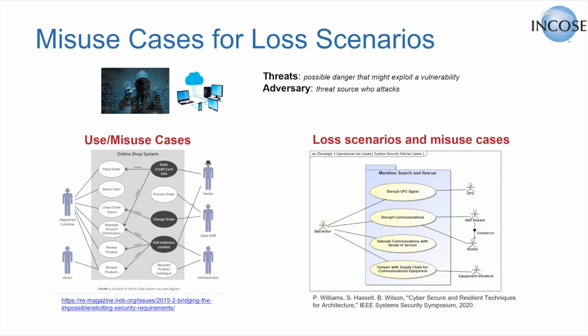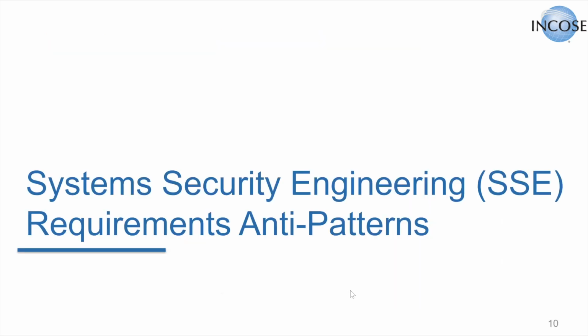The example on the right is something we had done with an INCOSE joint project with the System Security Engineering Working Group and the Product Line Engineering Working Group. We were looking at maritime search and rescue missions, and we developed these loss scenarios where an adversary was able to disrupt the GPS signal, which would cause the search and rescue system to send the search and rescue vessels to the wrong location. So we had those loss scenarios that we developed.